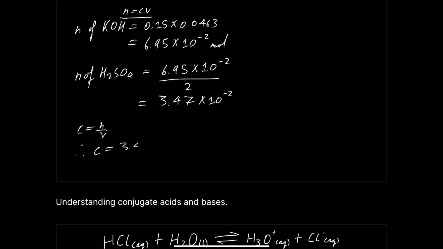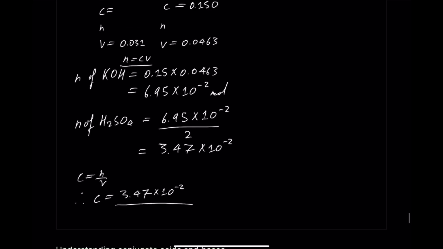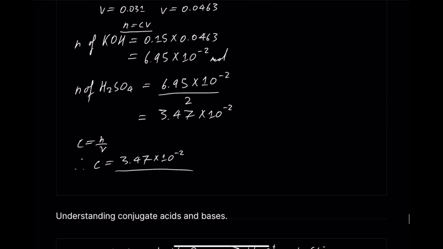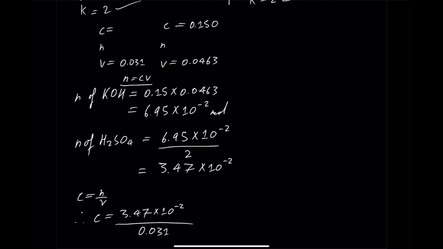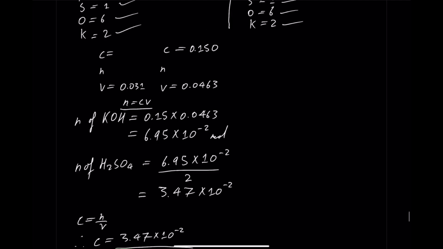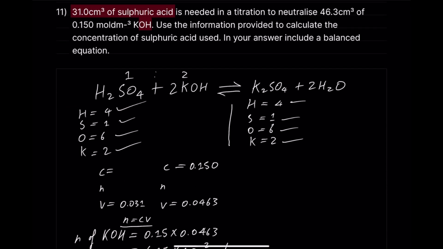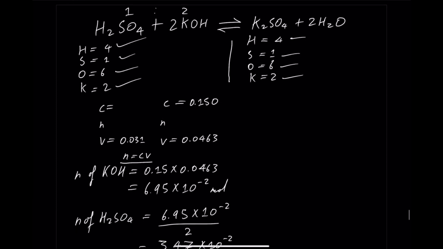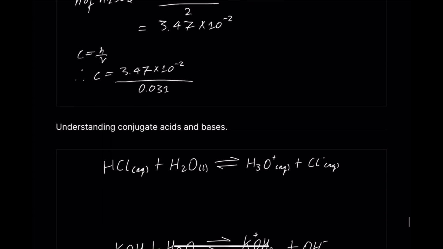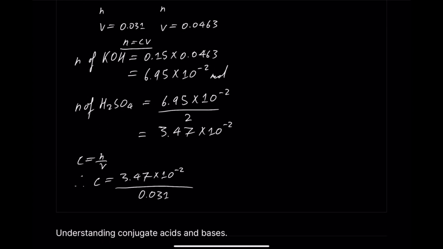So 3.47 times 10 to the power minus 2 over your volume, which was 0.031 decimeters cubed. If you didn't get the volume, that's in decimeters cubed. So this is 31 divided by 1,000, because remember this was in centimeters cubed. We need it in decimeters cubed. So 31 divided by 1,000, or times 10 to the power minus 3. That's how we got 0.031, in case you're wondering where I went from there.